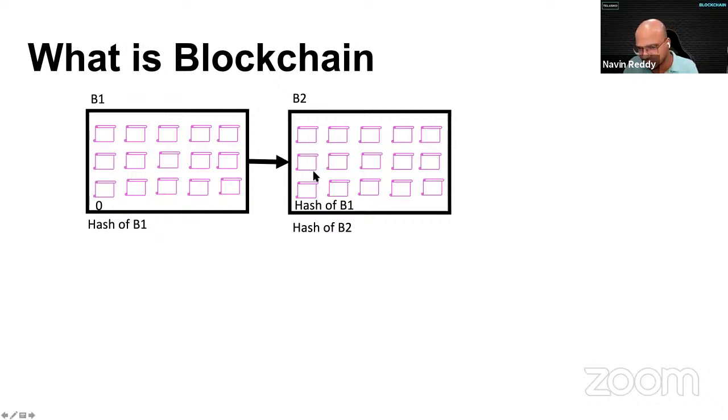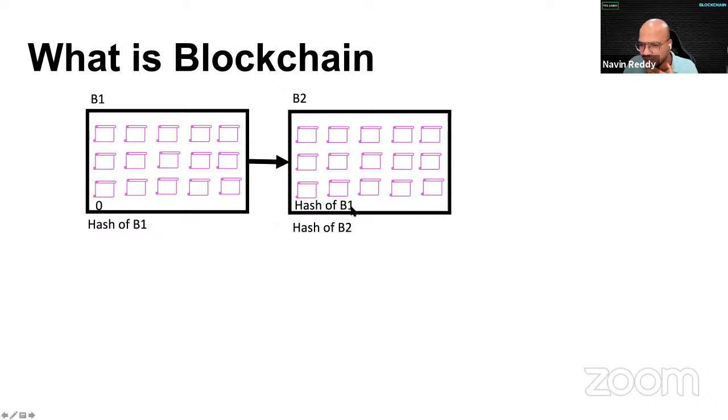The advantage is you are linking these two blocks, just like a linked list, right? So there we save the address. Here we are saving the hash. Basically, we are saving the hash of it. Why? We'll talk about that later.